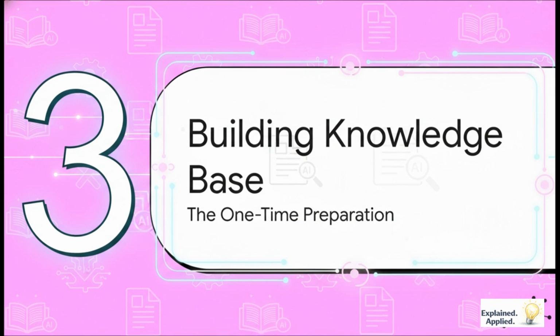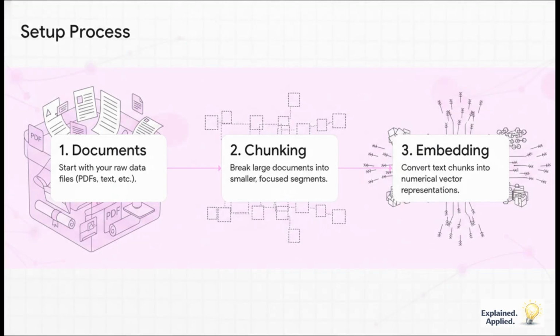This is the prep work. The good news is you only have to do it once. It's all about making your documents ready for the AI to search and understand. This setup process really just has 3 key parts. You start with whatever documents you have, could be PDFs, websites, you name it. Then you split them up into smaller digestible pieces, which we call chunks. And finally, you convert those chunks into a special numerical format called embeddings.